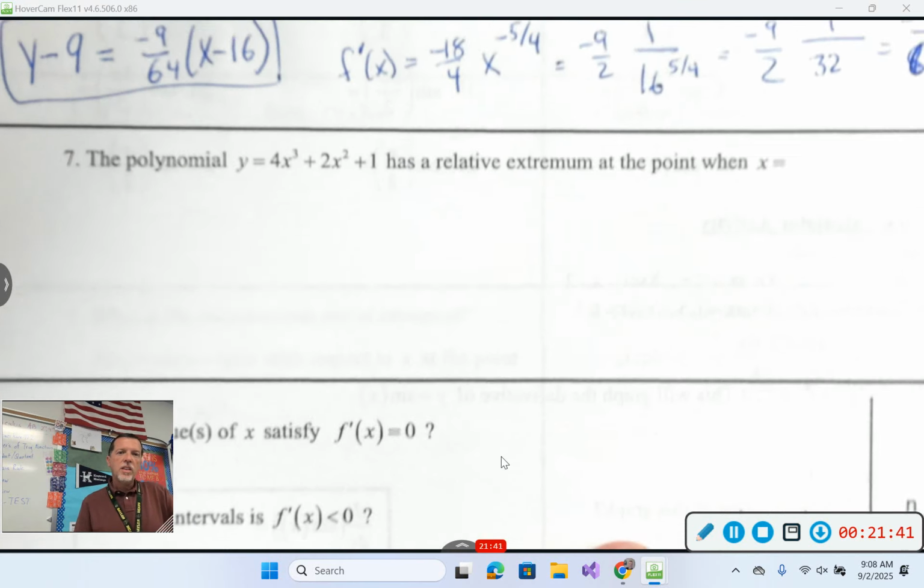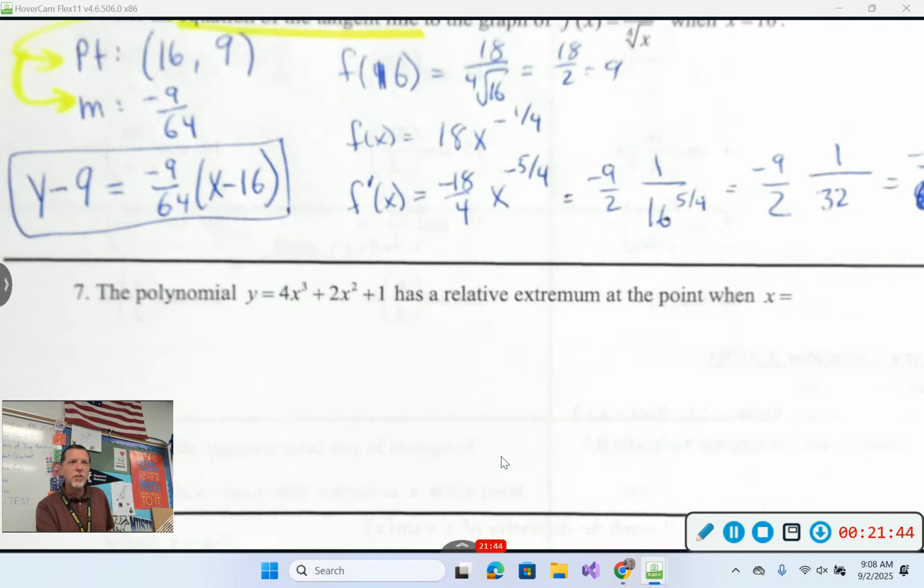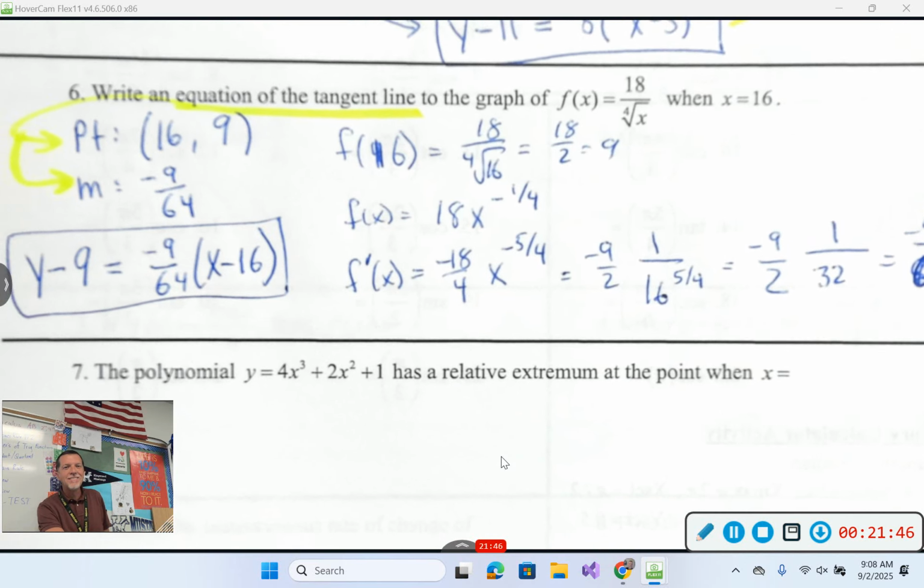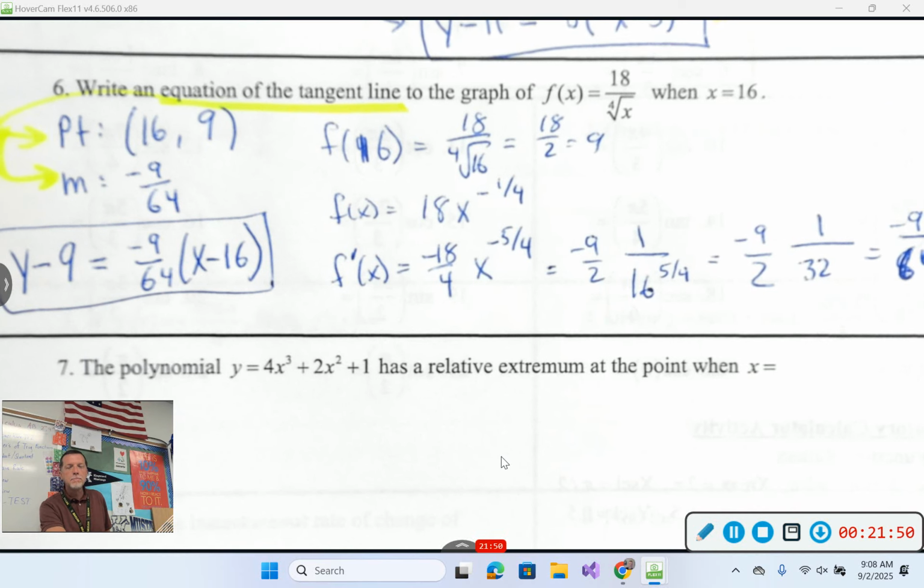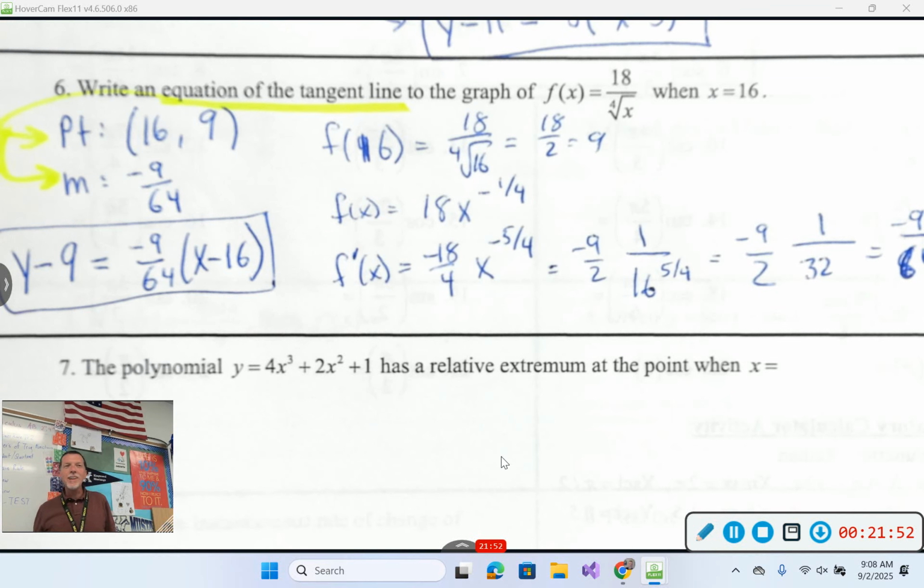Number 7. A polynomial has a relative extremum. What's up, Laura? Can you keep it in like 4.5 rather than 18 over 4? Or would you rather us keep it in fractions? As long as it's mathematically equivalent, your answer can be anything.